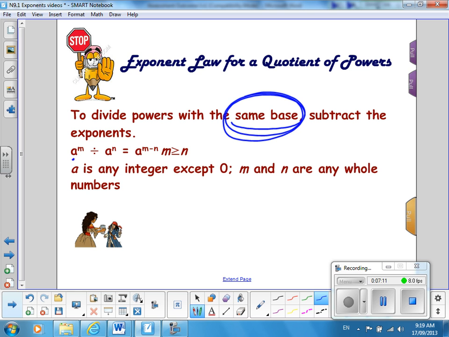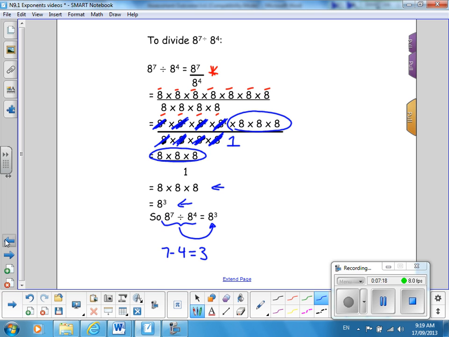Notice again, the base is a, it's still a in your answer. Back here, it was 8 to begin with, it's still 8 in the answer. The base does not change.